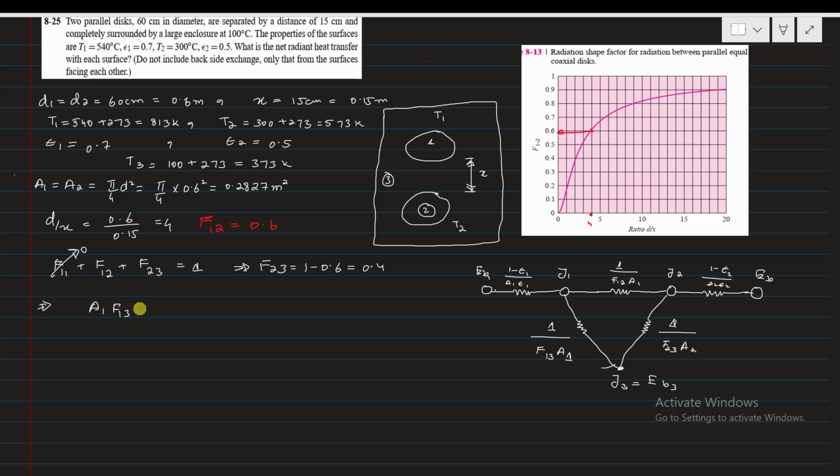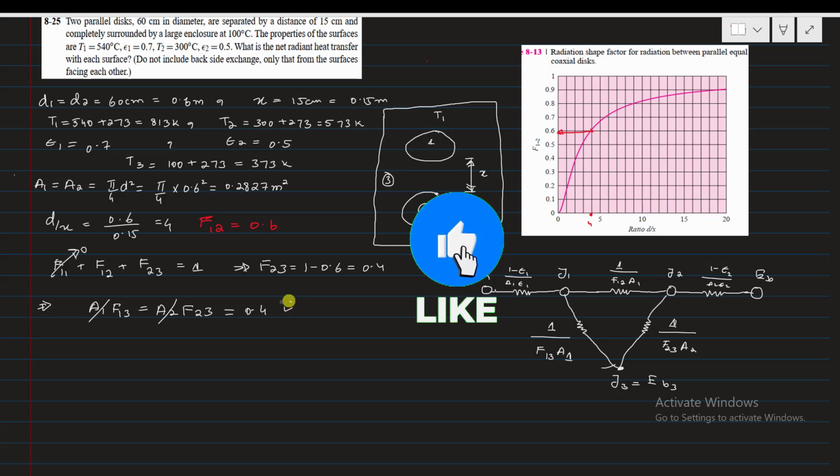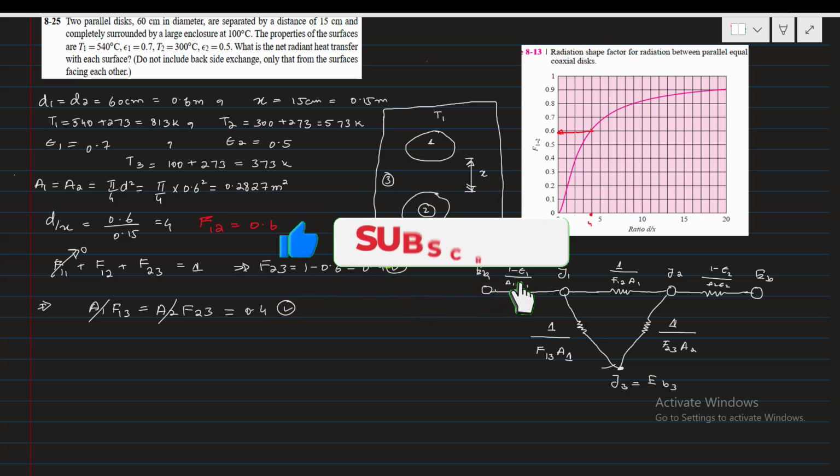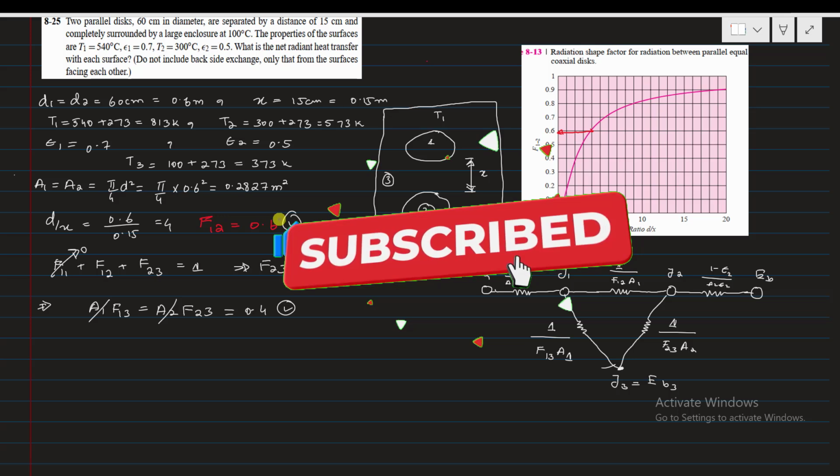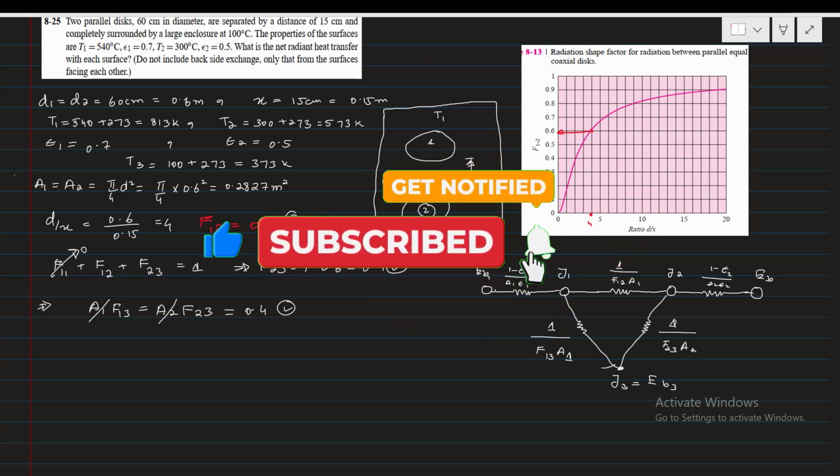F of 1 3 is equal to A2 f of 2 3. This area is equal, so it will be cancelled out, so it means that f of 1 3 is also equal to f of 2 3, and that is 0.4. So all the shape factors have been determined so far, and that is our requirement to find the net heat transfers.